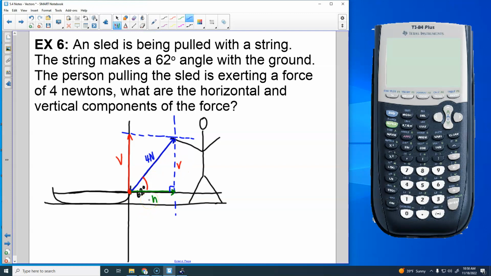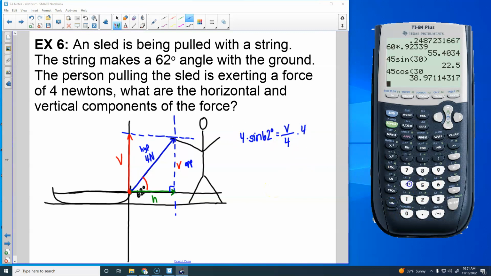Emma, which one do you want to pick, V or H? V. So if we're looking for V first, this is my opposite side. 4 is my hypotenuse, and I must use it because it's the only side I know. So that would be sine of 62 degrees is going to be V over 4. And I will just multiply both sides by 4. So 4 sine 62 is giving me 3.53. So 3.532 newtons would be my V.